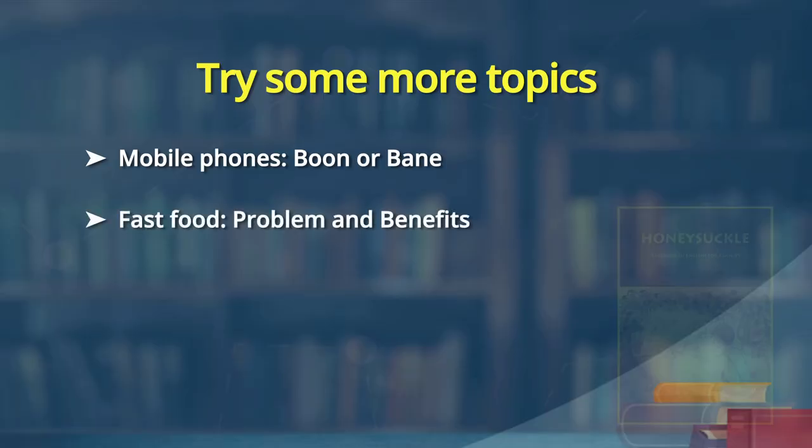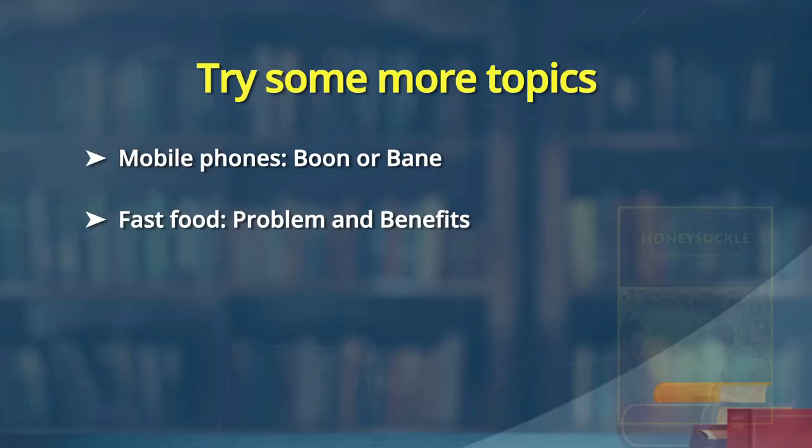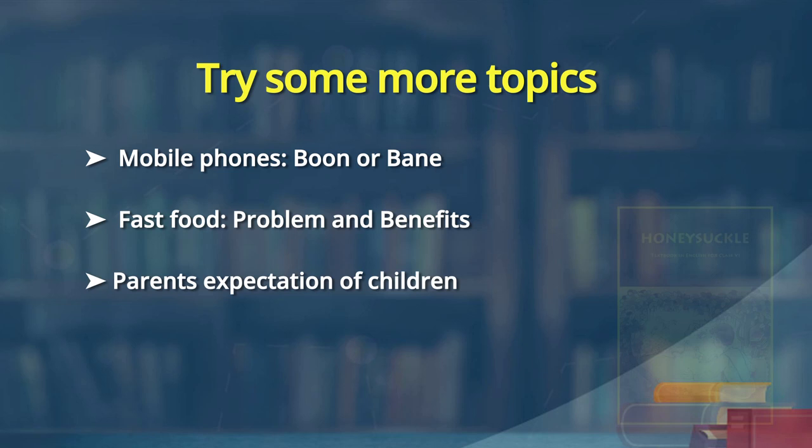The second topic is fast food, problems and benefits. Okay, you know fast food, so they will write. The third topic is parents' expectations of children. Parents expect many things of children. You should play, you should go for art class, and you become an engineer, doctor. So as a child, a class 6 child, you are 10, 11 or 12 years old, how do you understand this? Gather ideas, outline, then write.